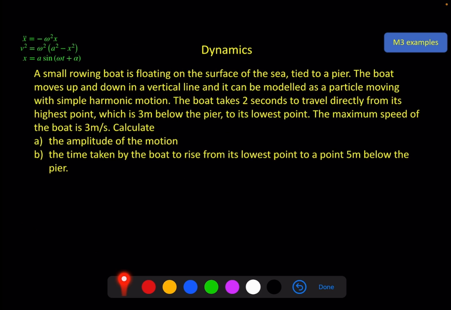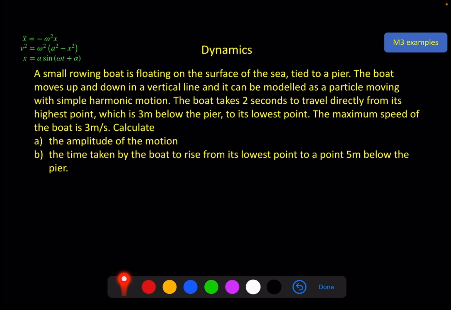2 examples left. This one, a small rowing boat is floating on the surface of the sea, tied to a pier. The boat moves up and down in a vertical line, and it can be modelled as a particle moving with simple harmonic motion. The boat takes 2 seconds to travel directly from its highest point, which is 3 meters below the pier, to its lowest point. Now that's not one full oscillation, so be careful, this is not the period. The maximum speed of the boat is 3 meters per second. Again, that's telling us when x is 0, v is 3. Calculate the amplitude of the motion.